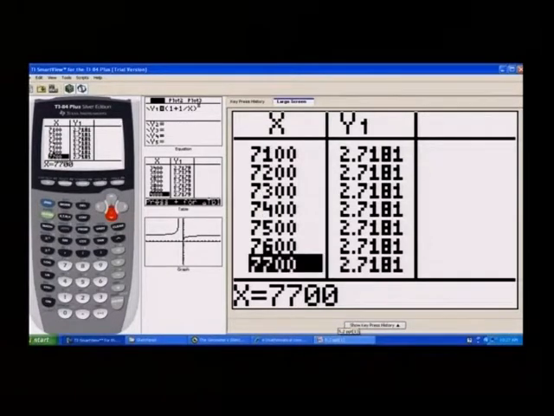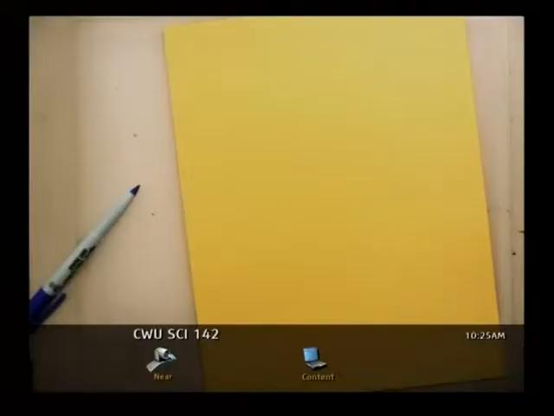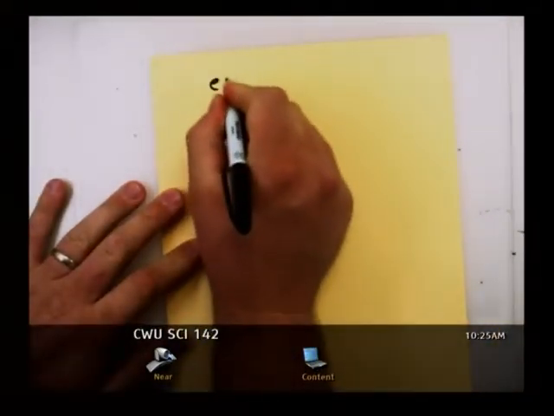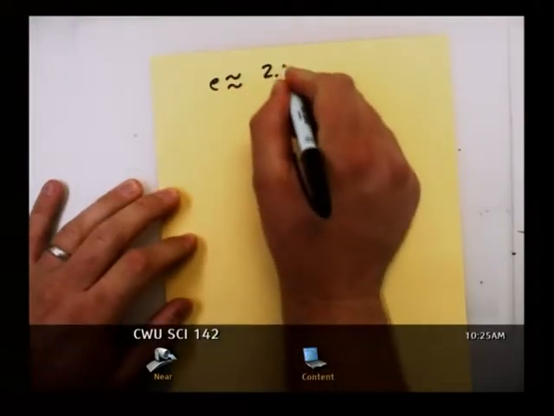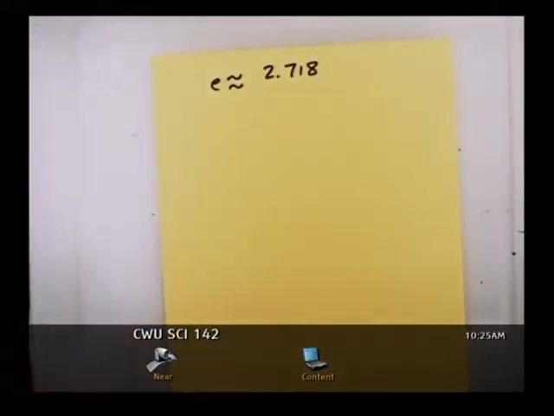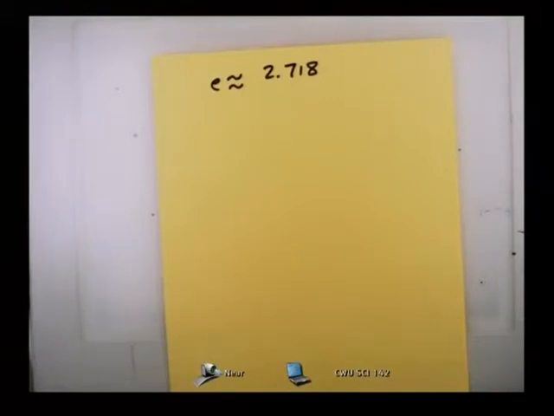So real quick, let's go to the document camera. Your instructor will have a level of precision that they want E to go to, but for our class for today, we're going to approximate E to be 2.718. We'll go out to 3 decimal points, out to the thousandths place.